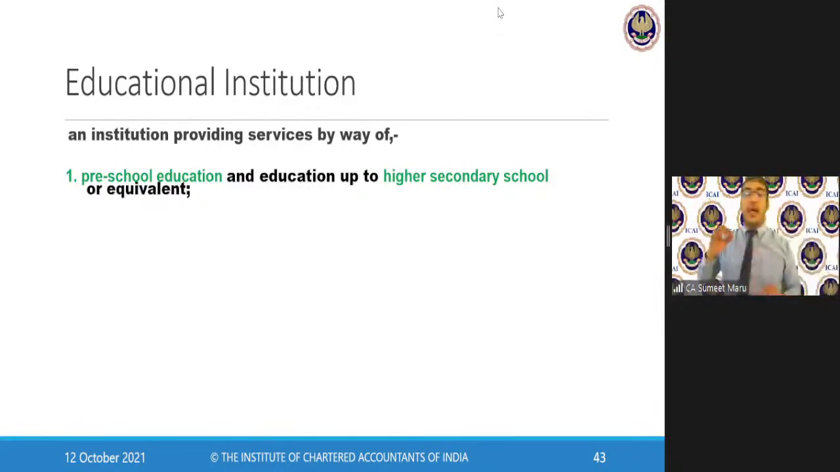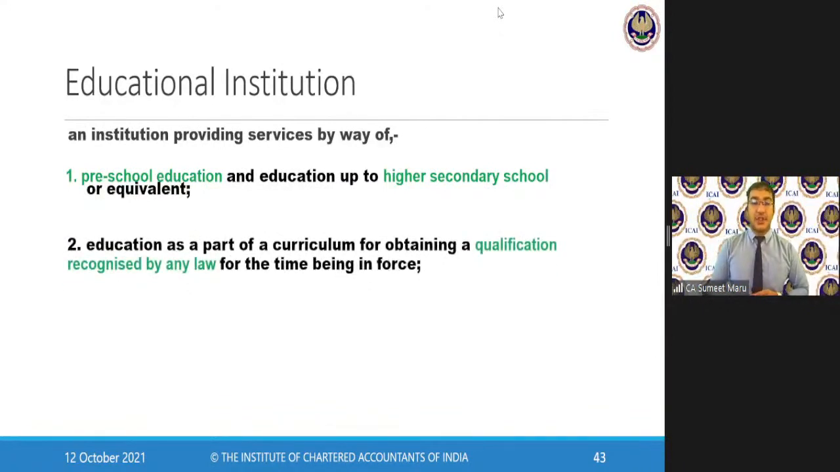The first part, education institution. What are education institutions? Preschool qualifications up to HSC. The organization giving the same things will be considered as an educational institution. Second, education as a part of curriculum for obtaining a qualification recognized by any law for the time being in force. So if any institution is educating people for any particular degree or qualification, again that should be recognized by the law which is currently in force. Even such an institution will be known as an educational institution.